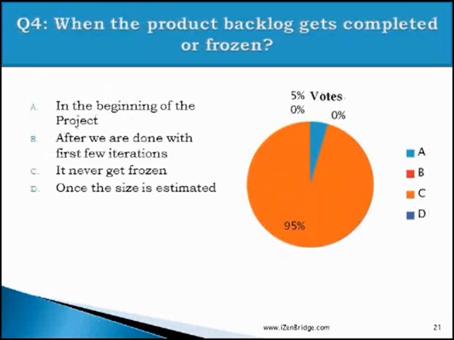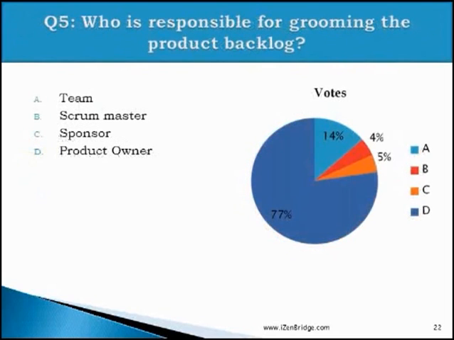When does the product backlog get completed or frozen? It never gets frozen. Most of you voted that it is a live document, and that is what the emergent nature of the product backlog is all about. Who is responsible for grooming the product backlog? It's a collaborative effort, but yes, the product owner is the leader of this effort. Everybody must contribute. The sizing can only be done by the team.